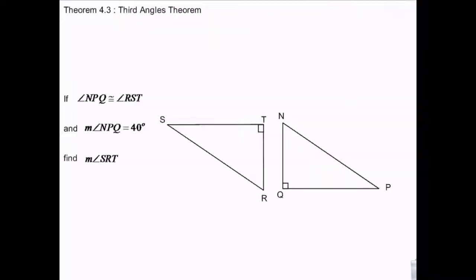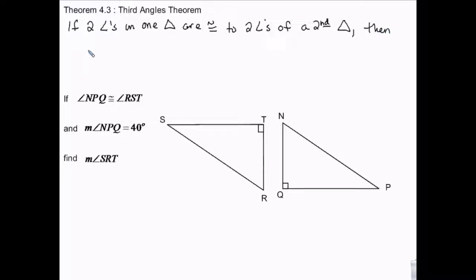Then we have this theorem, the third angle theorem, which tells us if two angles in one triangle are congruent to two angles of a second triangle, well, then the third angles are also congruent. And it makes sense if you think about it, because triangles all add up to 180. So if two are the same in here and two are the same over here, you'd subtract them from 180. The third one would be the same.